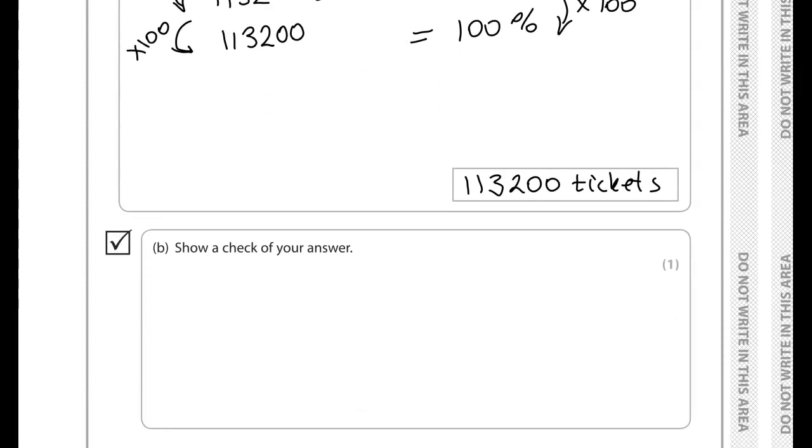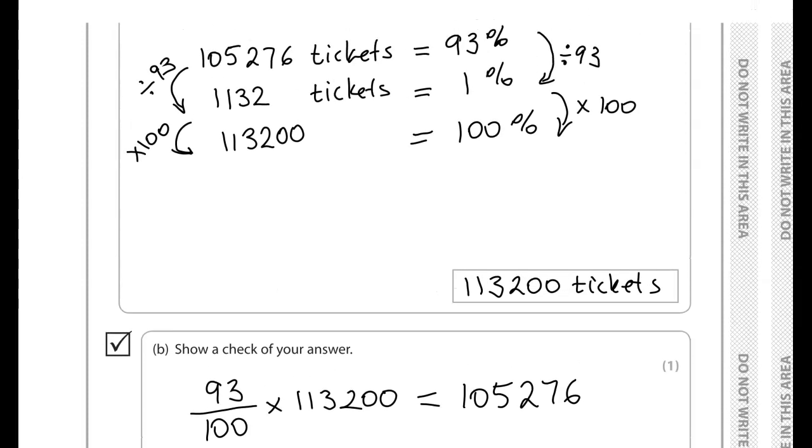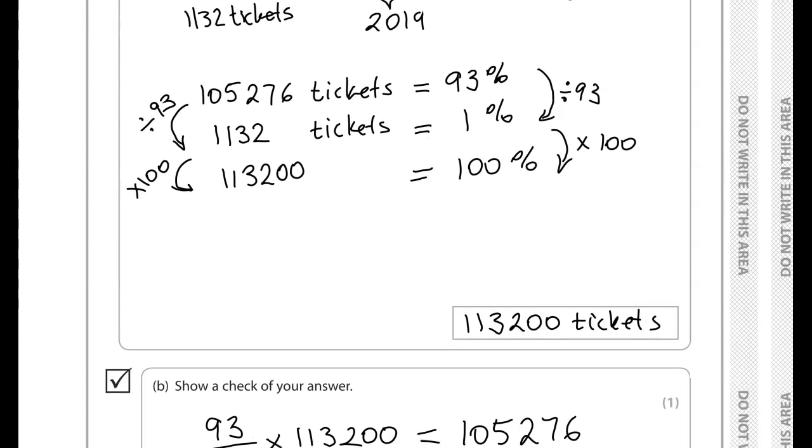So 93% is 93 out of 100 of the 113,200 tickets, and it gives us 105,276. So that shows we've done the calculations correct.